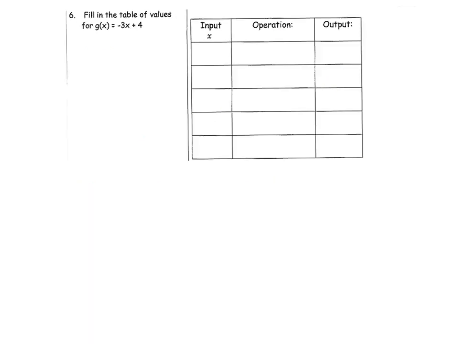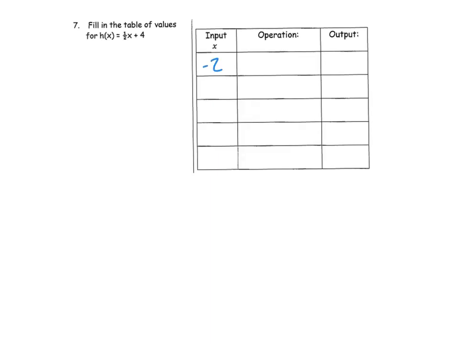So, fill out the same thing, -2, -1, 0, 1, and 2 for 6 and 7. And then you're going to evaluate those. So I want you to fill out the X column.